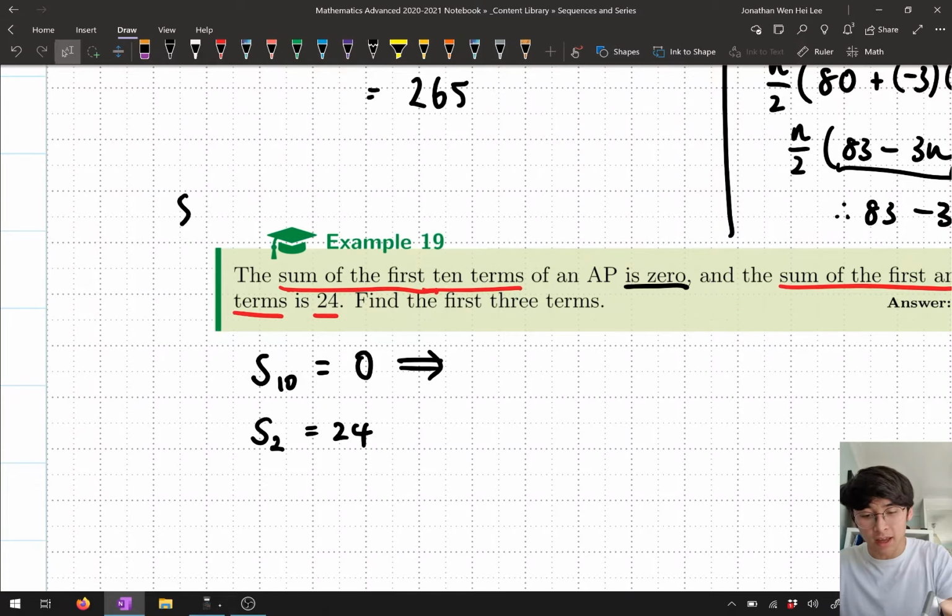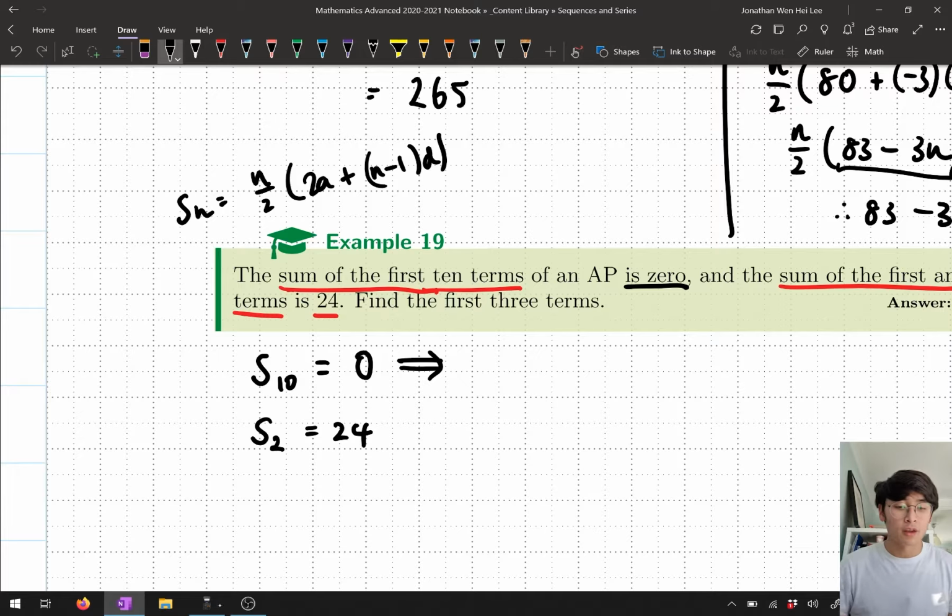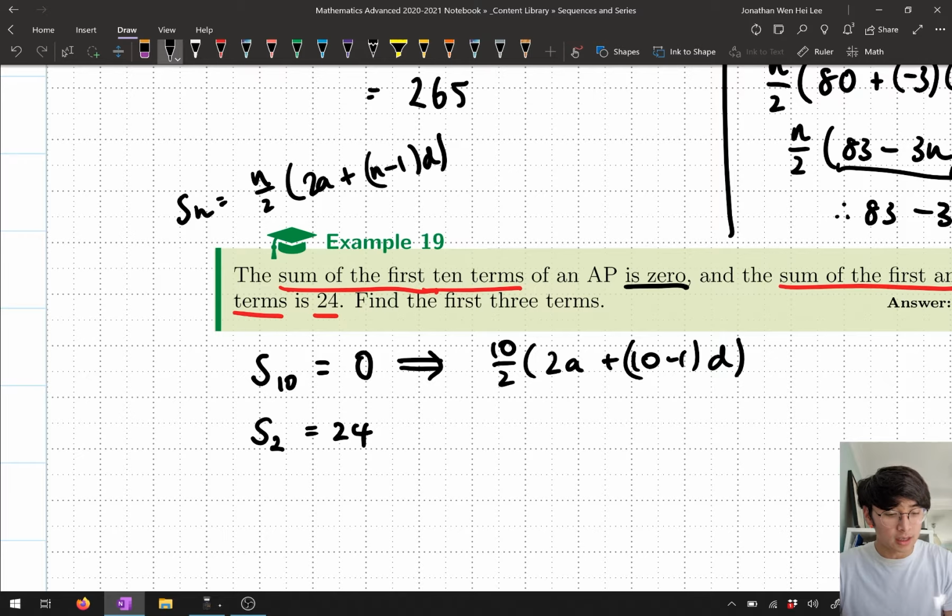So here the formula was Sn is equal to n over 2, (2a plus (n minus 1) times d). Okay, so I'm going to sub in S10. Whenever I see n, I'm going to sub in 10. So this becomes 10 over 2, (2a plus (10 minus 1) times d), is equal to 0.